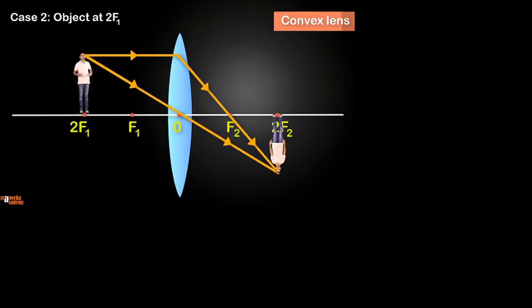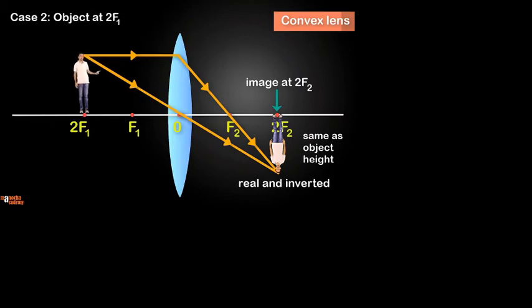What are the properties of the image here? It is exactly the same size. Can you see the symmetric nature of the diagram? Here, I'm standing at 2f1 and my image is formed at 2f2. The image height is the same as the object height. That's my height. And can you see that the image is real and inverted? It's a real image because it's formed by the intersection of the rays.